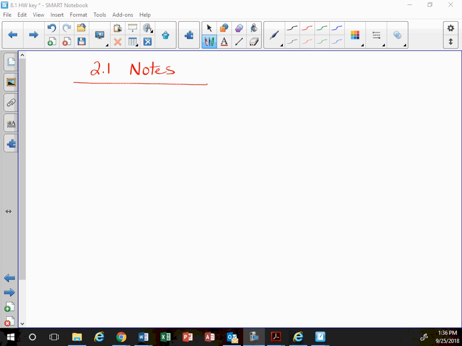Alright, guys, so find the place for 2.1 notes in your packet. We are reviewing exponents in 2.1. You guys have been seeing these exponent rules since Algebra 1, and you're very good at them when they're separated. It's when we put all of them together that sometimes things are a little rough. So let's review what they are.